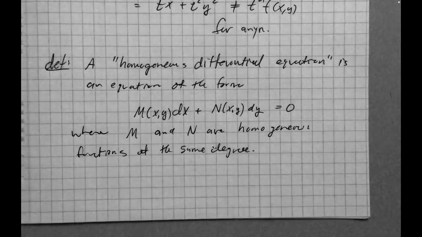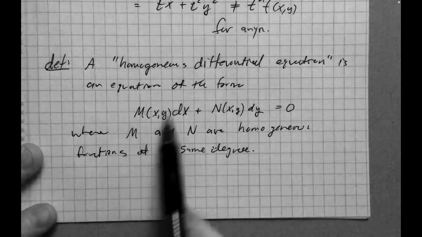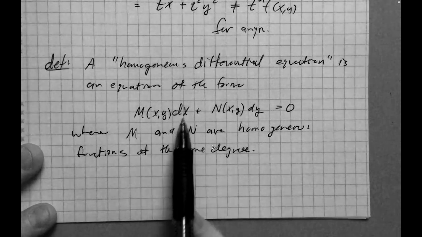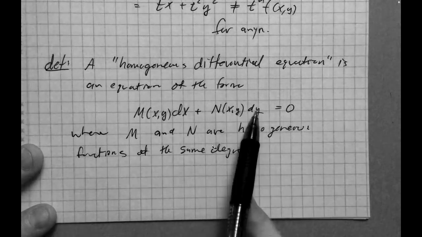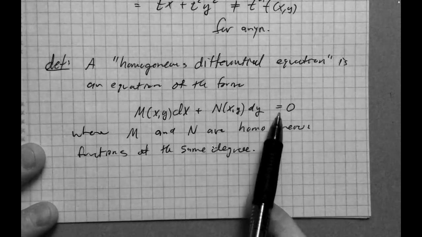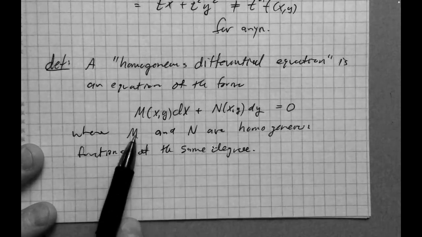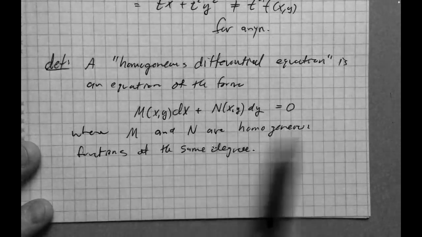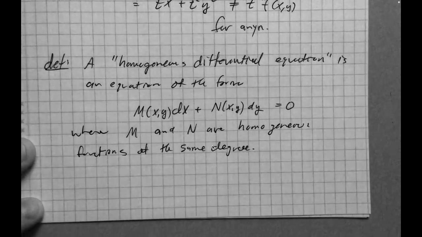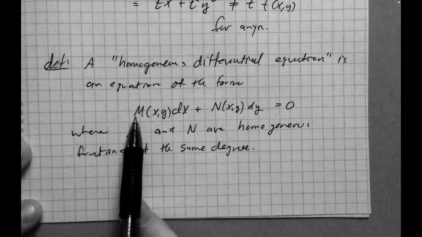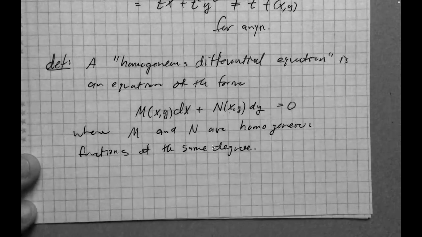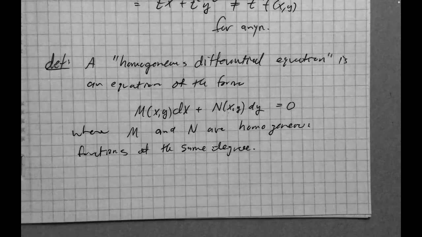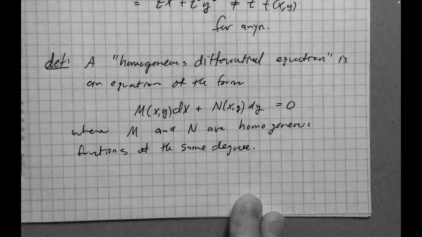All right, so a homogeneous differential equation has this form. You've got m, a function of x and y, times dx, plus n, a function of x and y also, times dy is equal to 0. The key here is that m and n are both homogeneous functions and they have the same degree. So if this is homogeneous of degree 2, then this needs to also be homogeneous of degree 2 in order for it to be considered a homogeneous differential equation.